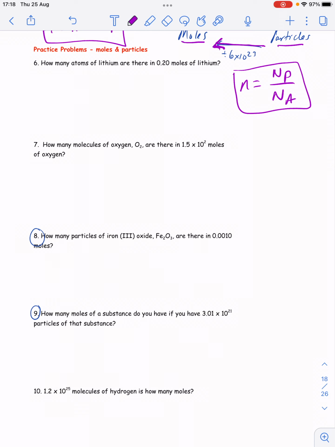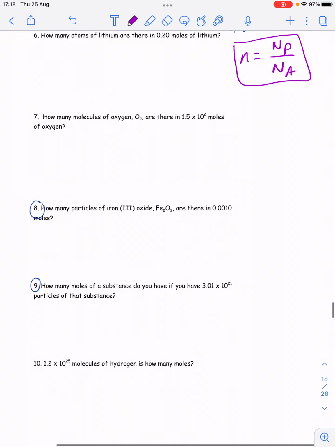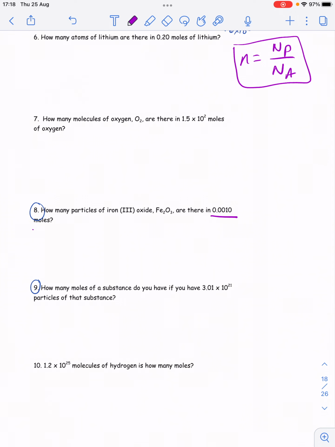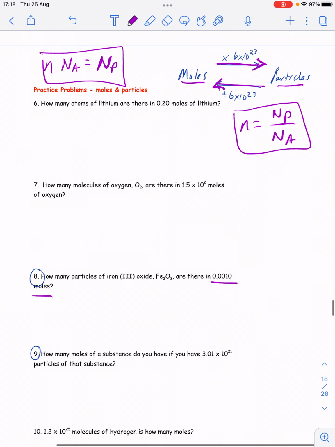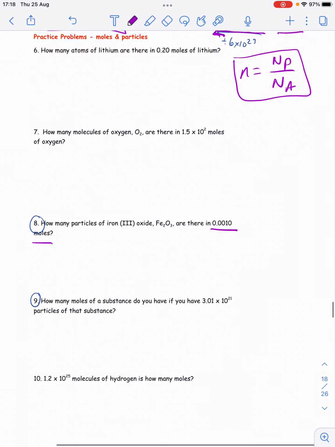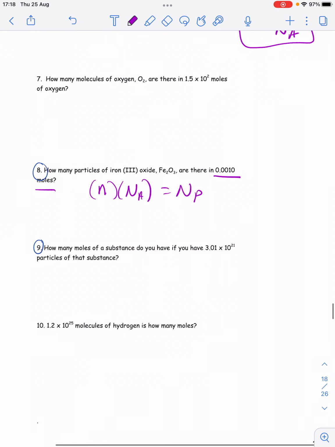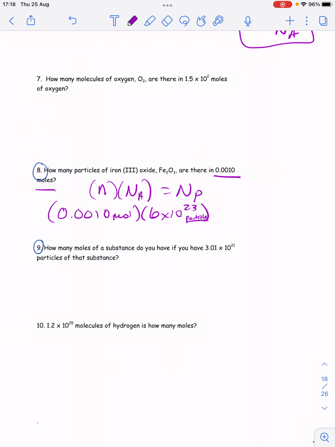Technically it's ionic, so this would be a formula unit, but let's just leave it as particles. How many particles are there in 0.001 moles of it? Well, if I want to know the number of particles, Np, I need to do moles times Avogadro's number, and I'll get the number of particles. So I've got 0.0010 moles, and then Avogadro's number, 6 times 10 to the 23rd. Again, that's the number of particles per mole.